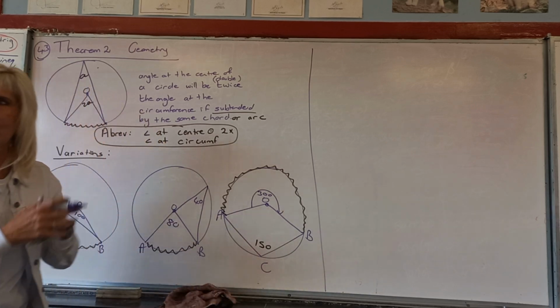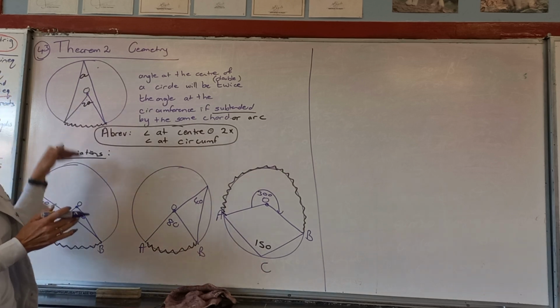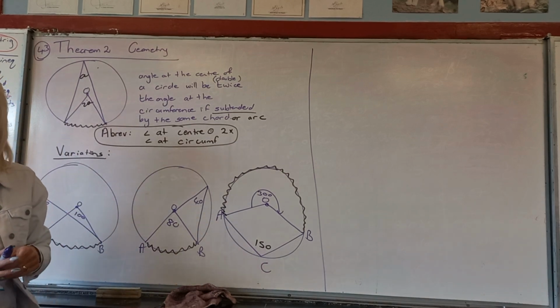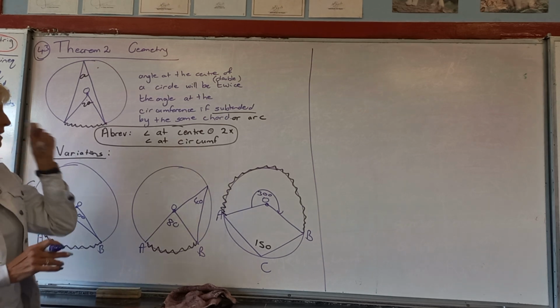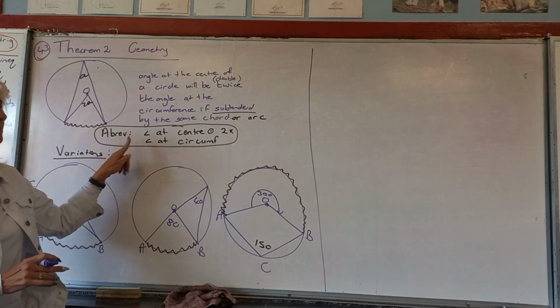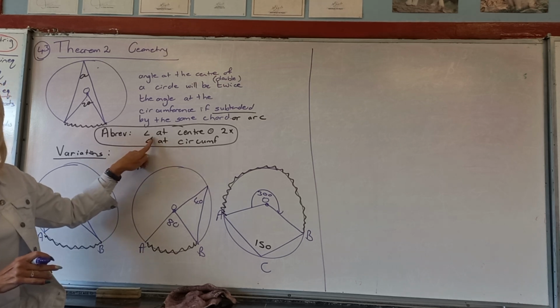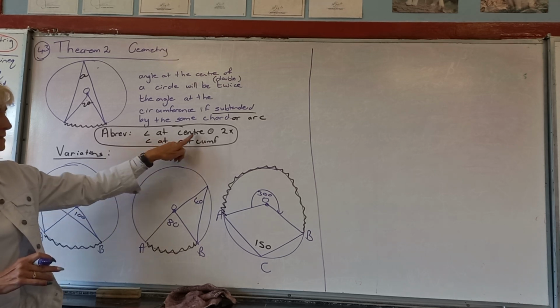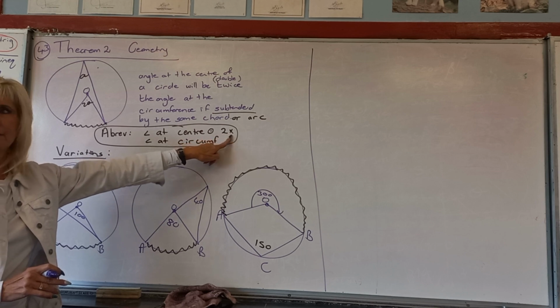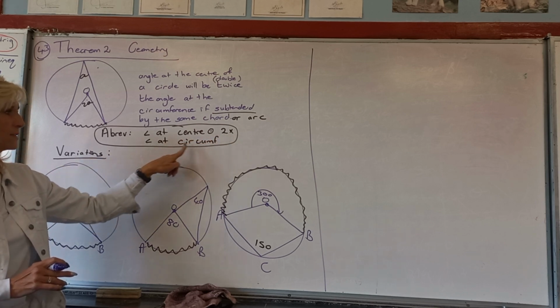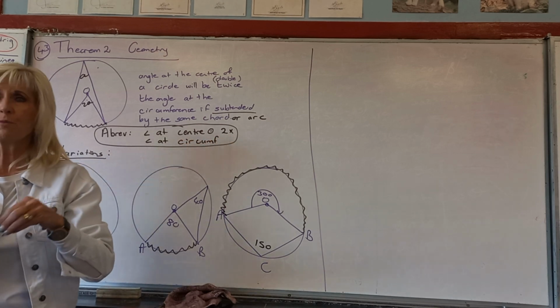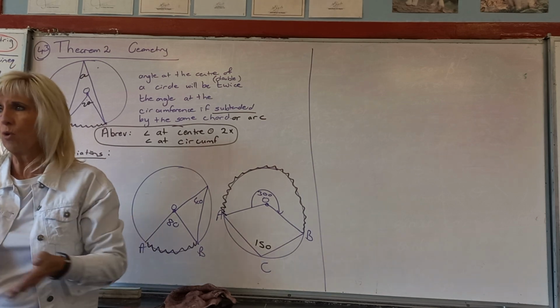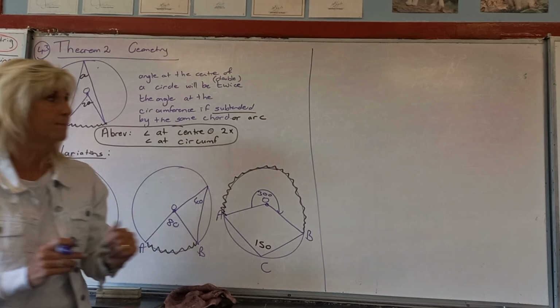So inside of a sketch, you're going to have either one of those. Luckily for us, we don't have to write all those words every time. The abbreviation, like always, is just, read it with me. Angle at the center of the circle is twice the angle at the circumference, but they have to be on the same chord or arc. Right.